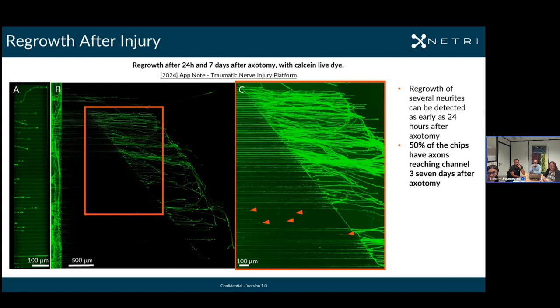So the regrowth can be detected as early as 24 hours after, and 50% of the chips have axons reaching channel 3 only 7 days after the axotomy.